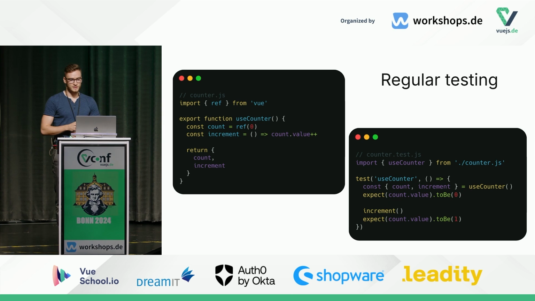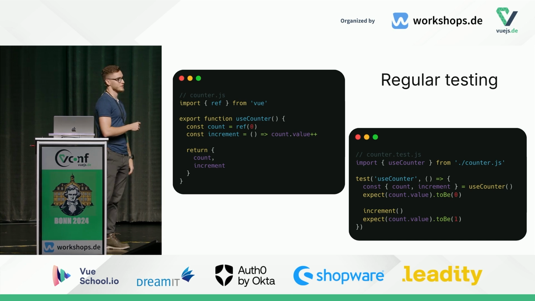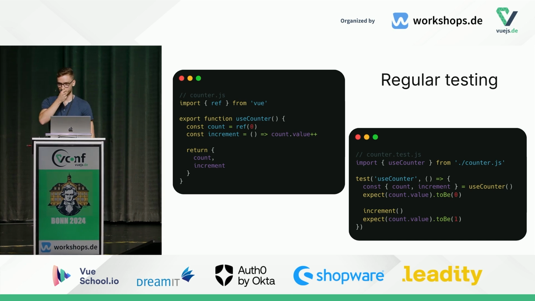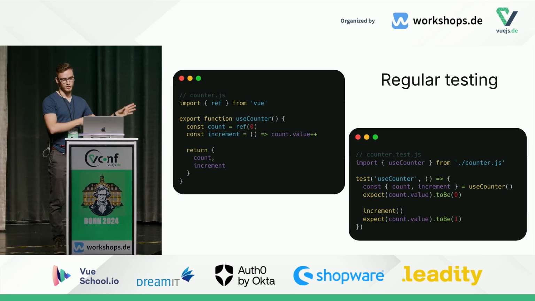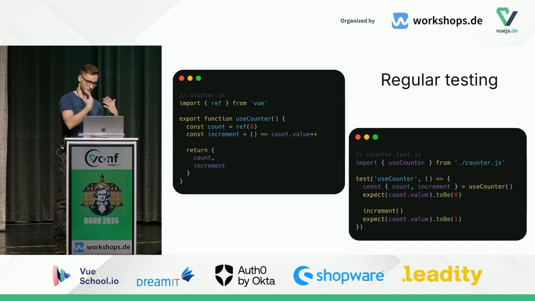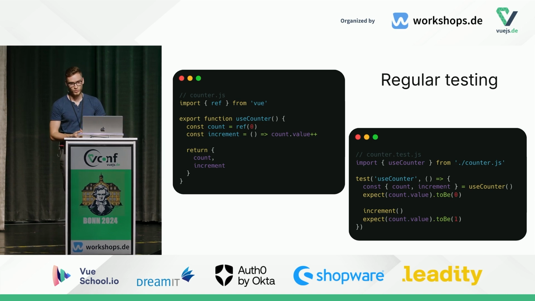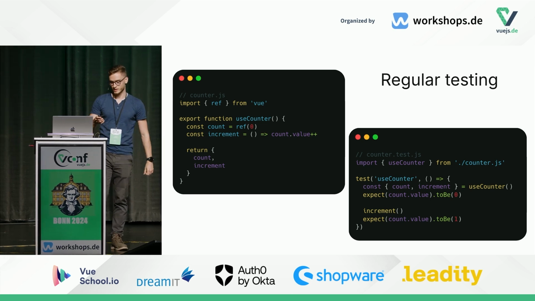So regular testing, a very simple example with the counter. We have a count that will be increased if we trigger the method increment. And then in our test file, we are calling the composable. Initially the value of count is 0. If we increment it, the value is 1. Very simple to test and to maintain.